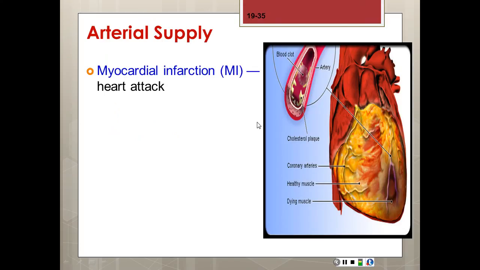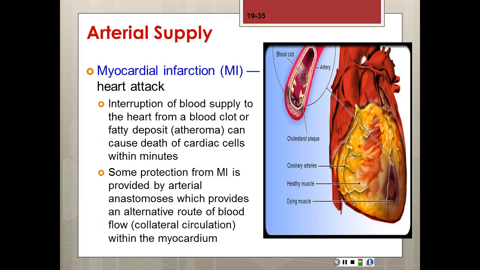Now, if there's any interruption of blood supply to the coronary muscle, it can cause necrosis within minutes. Now, a fatty deposit or blood clot in a coronary artery can cause a MI, which is a myocardial infarction or a heart attack. Now, some protection from MI is provided by the points where two coronary arteries come together to form an arterial anastomosis. Now, these provide an alternative route called the collateral circulation.